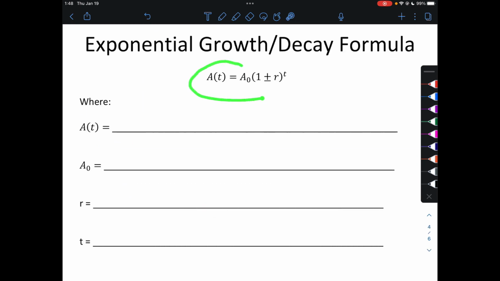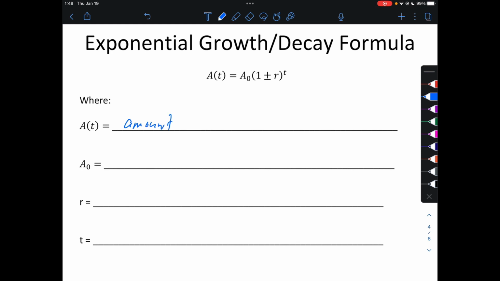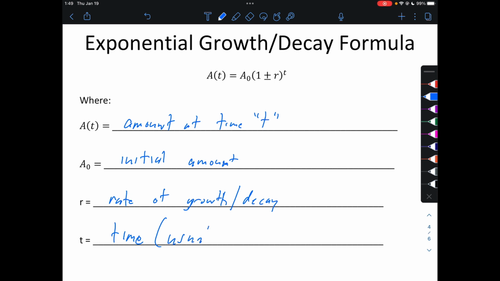So here we have the exponential growth or decay formula, okay, where A of t is your amount at time t. A sub 0 is your initial amount or your starting amount. r is your rate of growth or decay. If it's positive, it's growth. If it's negative, it's decay. And t is your time. It's usually in years, but not always. It could be months or days or minutes or seconds or anything like that. You just got to read the problem.